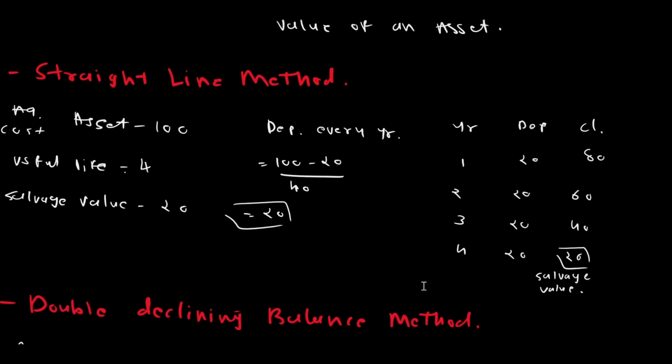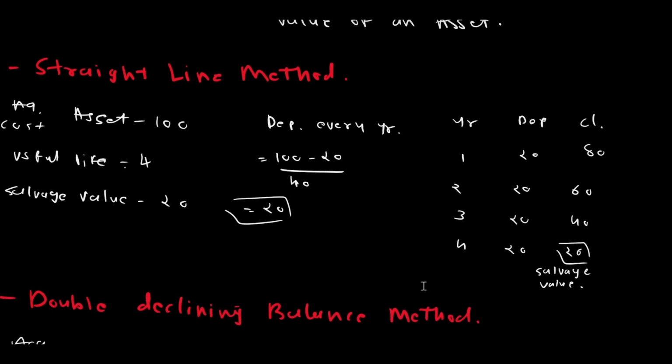Now let's understand the straight line method. In the straight line method, suppose I have an asset acquisition cost of 100, useful life of 4, and my salvage value, scrap value, is 20. So I will depreciate over a year (100 minus 20), 80 divided by 4, 20. 20 rupees I will depreciate every year.